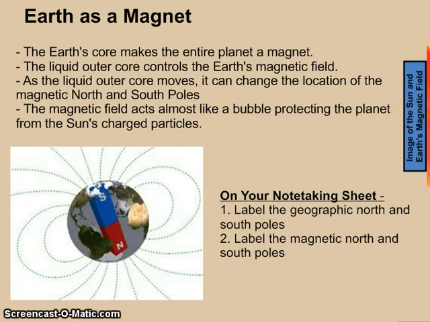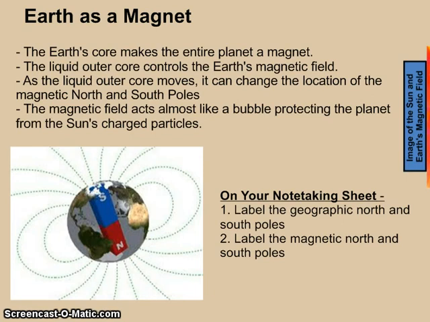Let's look at Earth as a magnet. The Earth is like one massive magnet. Our entire Earth is a magnet due to our core. The liquid outer core controls the Earth's magnetic field. As the liquid outer core moves, it actually changes the direction of our magnetic field, the north-south orientation.